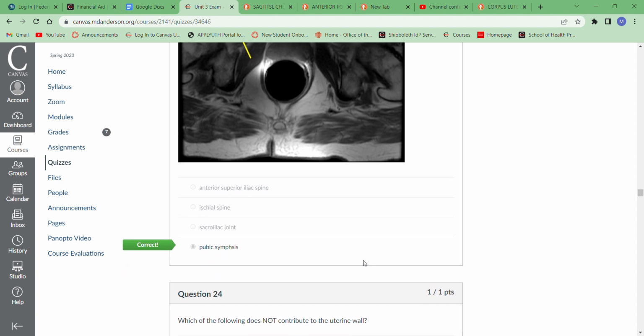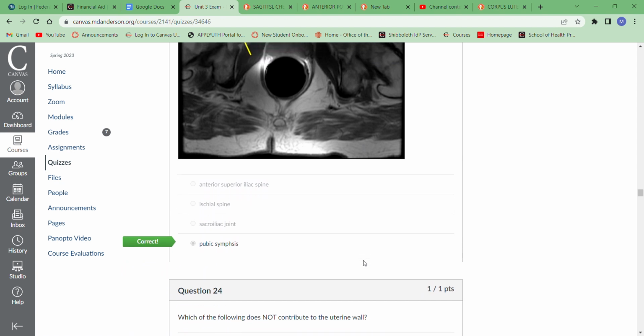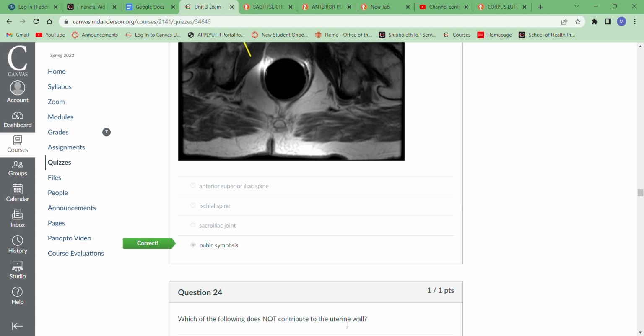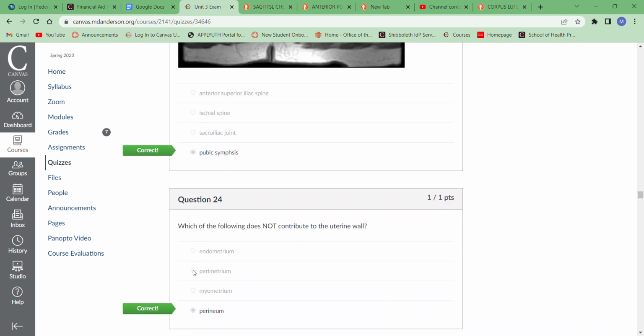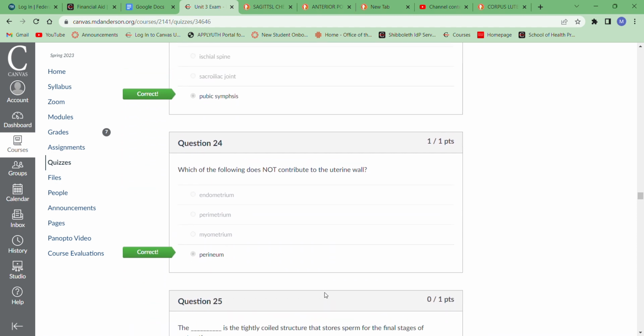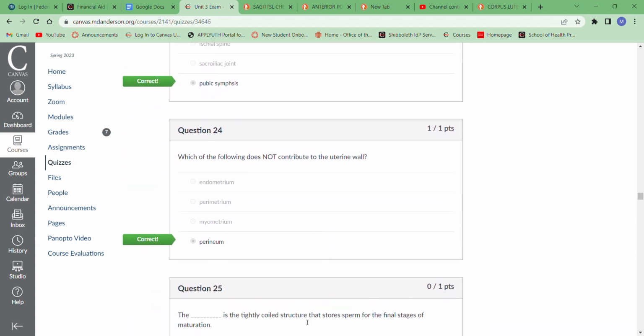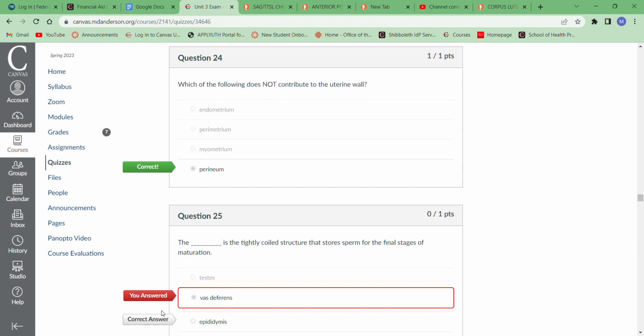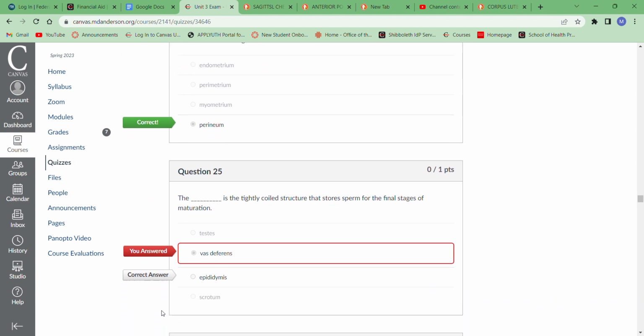Which of the following does not contribute to the uterine wall? Well, I know the uterine wall is the endometrium, myometrium, and perimetrium. So if it's not one of those, it's the perineum. Can be ruled out. The blank is a tightly coiled structure that stores sperm for the final stages of maturation. I think that is the seminal vesicles. I was wrong. The correct answer is the epididymis.